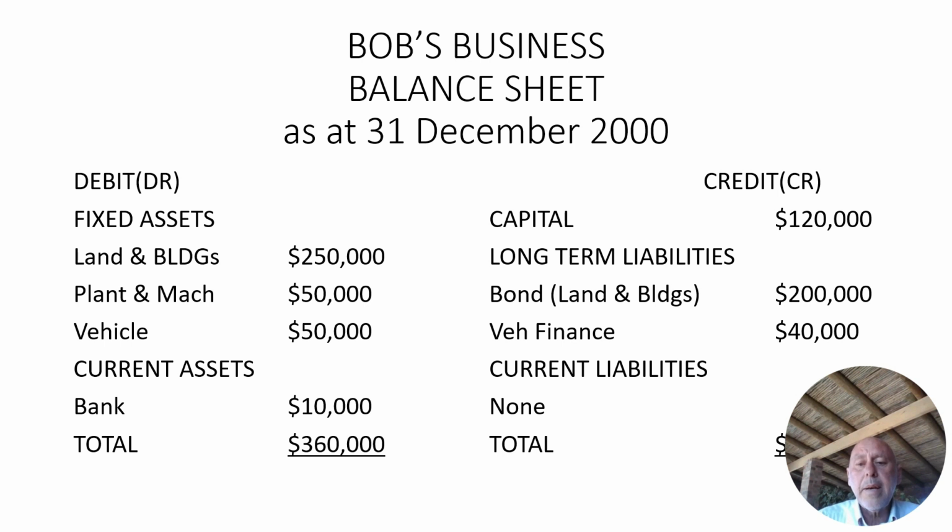Then on the right hand side, the credit side, you've got your capital. Now, in this case, it's very similar to the net worth of the business. It can change, but to describe it a little bit better, capital is what the owner of the business puts into the business.